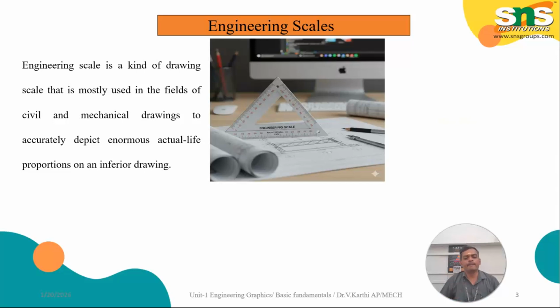The types based on size: full scale 1:1; reducing scales 1:2, 1:5, 1:10; and enlarging scales 2:1, 5:1.